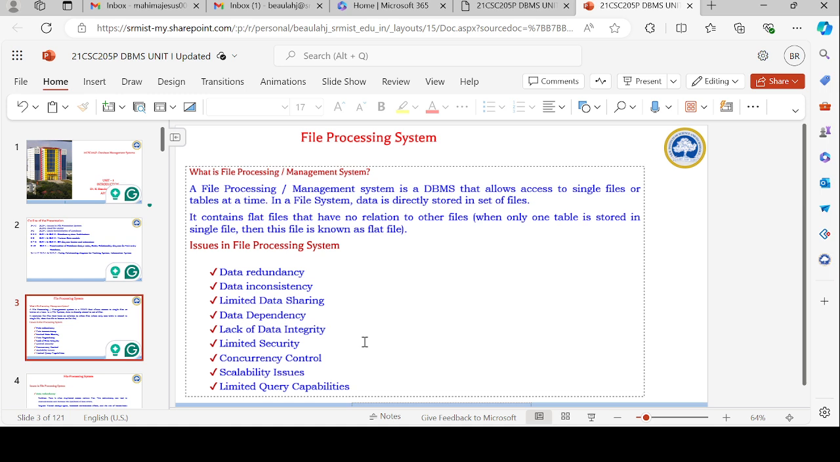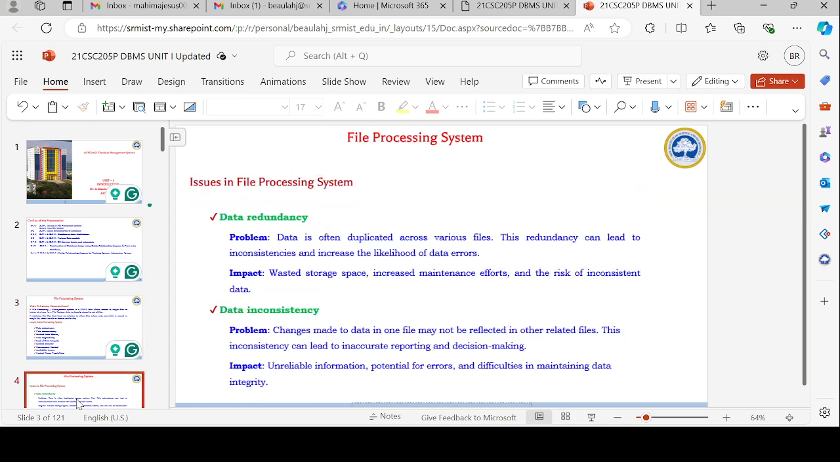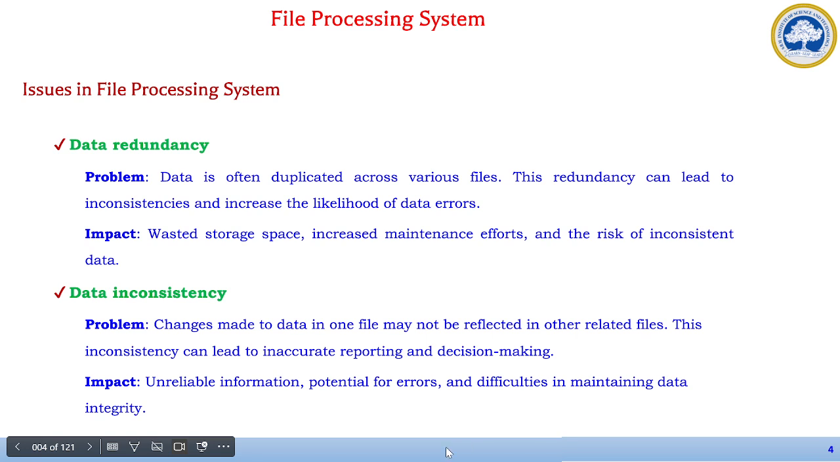And what are the issues? Data redundancy, data inconsistency, limited data sharing, data dependency, lack of data integrity, limited security, concurrency control, scalability issues, and limited query capabilities. What are the issues in the file processing systems? First one is data redundancy. In each and every issue we are going to see what that particular problem is, and if that problem exists, what will be the impact to our data.